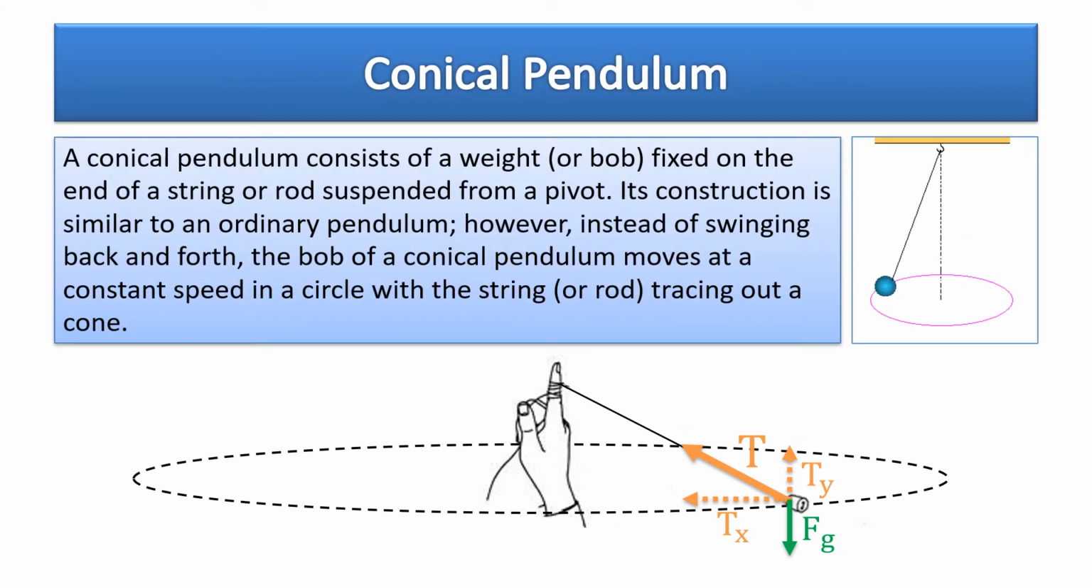So this is actually called a conical pendulum. A conical pendulum consists of a weight or a bob fixed on the end of a string or rod suspended from a pivot. This would be the pivot, okay? Its construction is similar to an ordinary pendulum. Pendulums just swing back and forth, in one direction. But this is a conical pendulum. However, instead of swinging back and forth, the bob of a conical pendulum moves at a constant speed in a circle with a string or rod tracing out a cone. Hopefully you can see this is making a conical shape, a cone shape. So that's why it's called a conical pendulum.